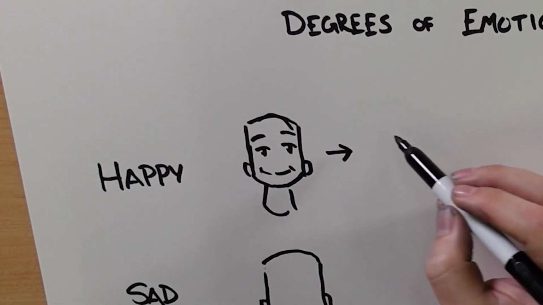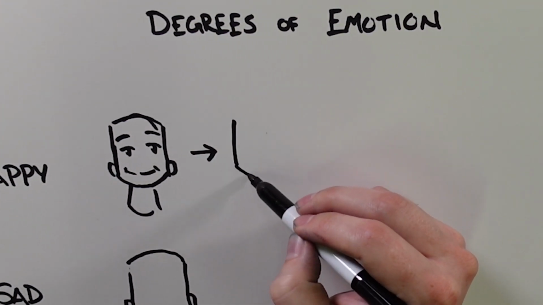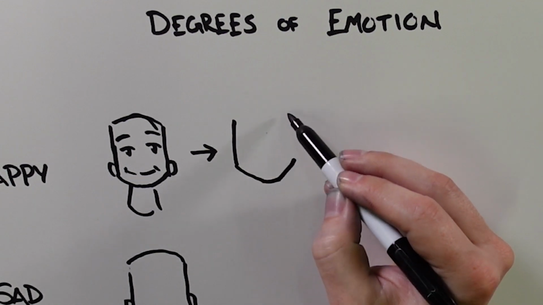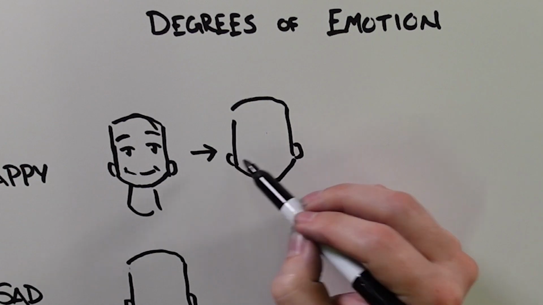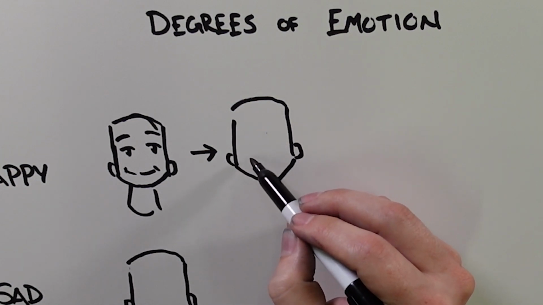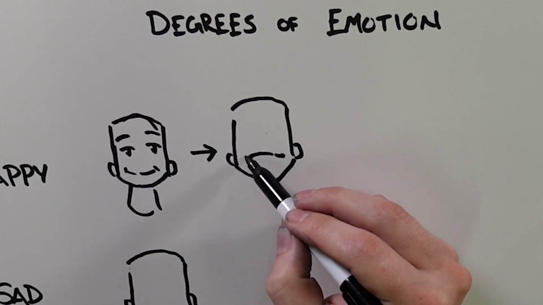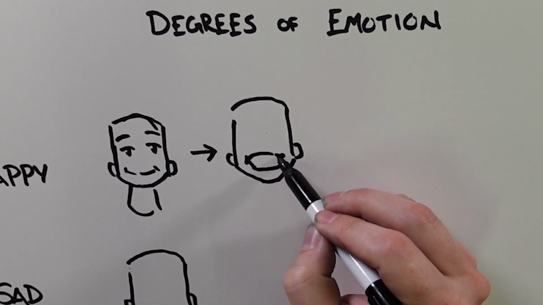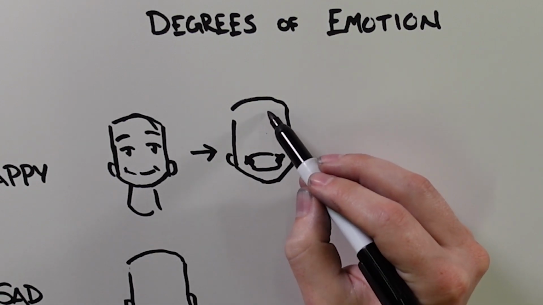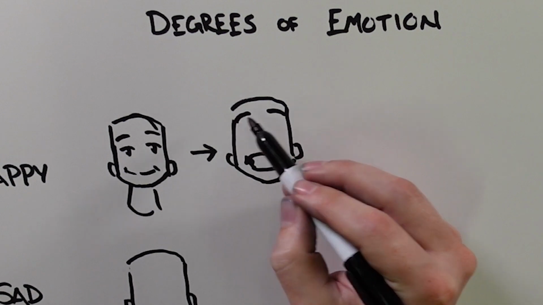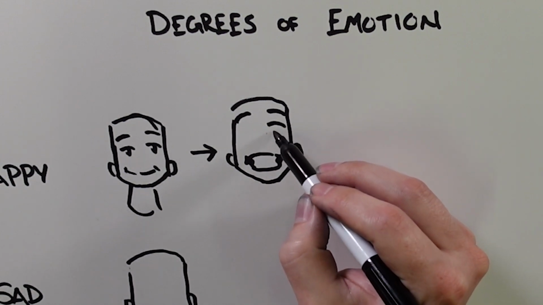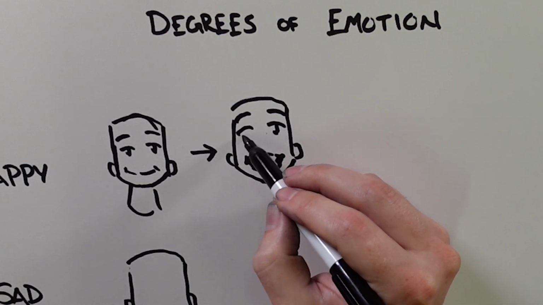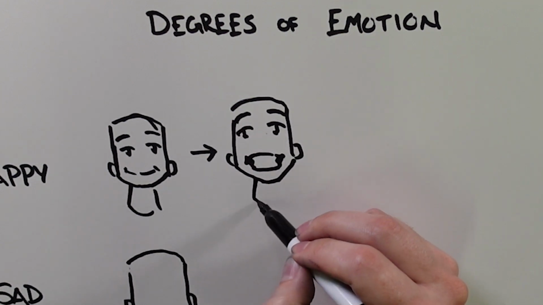And then we can take that and we can dial it up just a little bit more. So if we have a stronger feeling of happiness, that's going to show maybe in a broader smile, probably even showing some teeth there in more of a grin, something like that. And the eyebrows can maybe turn up a little bit more, maybe raise a little bit more to show the intensity of that emotion right there.